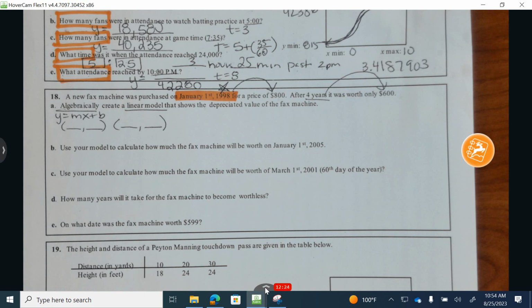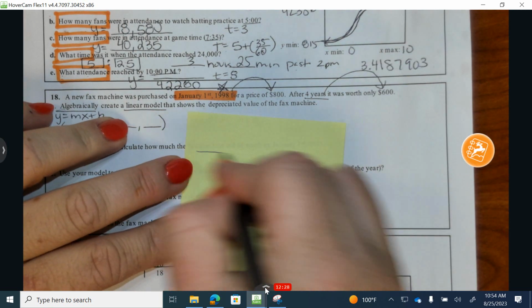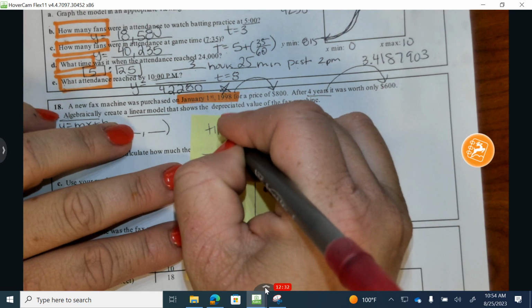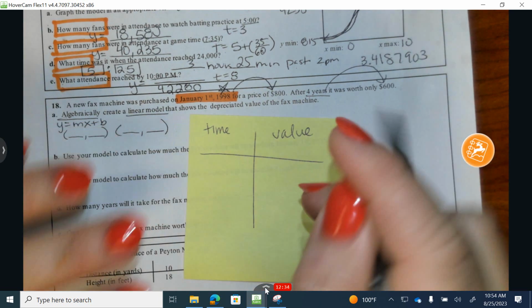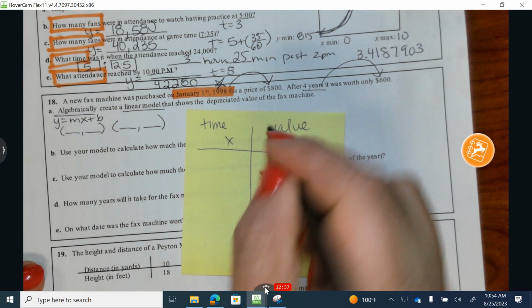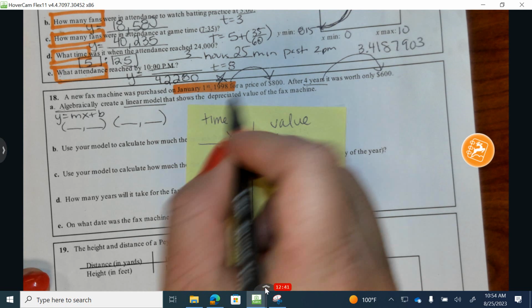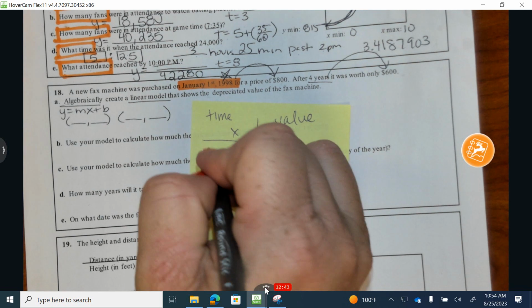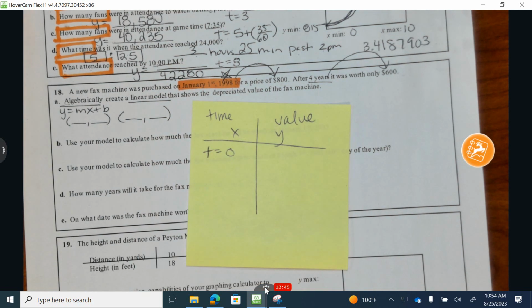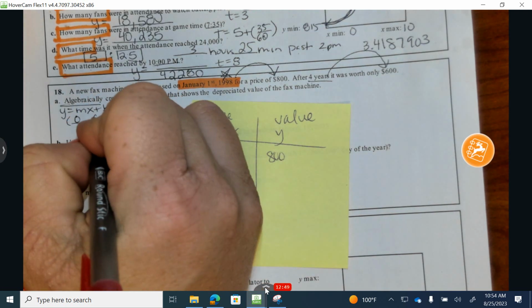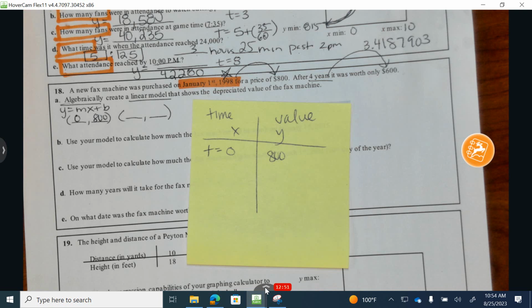So let's talk about t values here. Let's talk about t values, okay? This is going to be time. And this is going to be the value of the fax machine, okay? X and Y, independent and dependent. When it was purchased, initially was purchased, that's time 0. That's t equals 0. What was the value? 800. That means I have 1 ordered pair of 0 and 800.